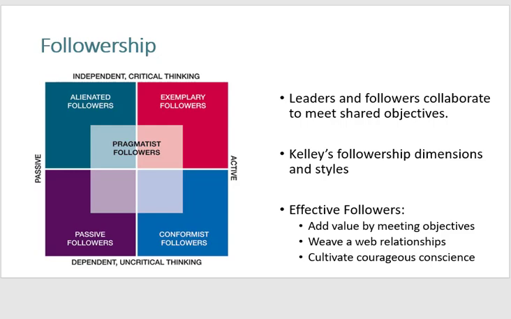In the middle are pragmatists. So these are survivors. So someone with this style is moderately independent and engaged. They shift their follower style to suit the situations. You can see how their square touches all the grid. This shifting of style is how they cope with organizational uncertainty. So if there's changes in leadership, there's potential layoffs, there's restructuring.